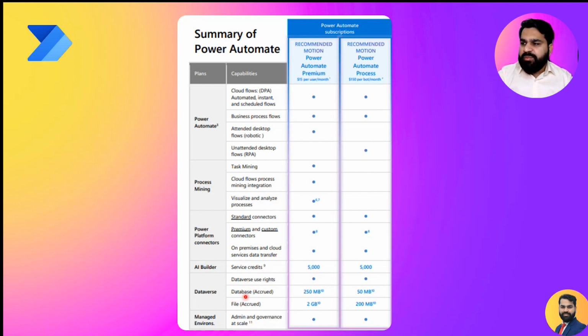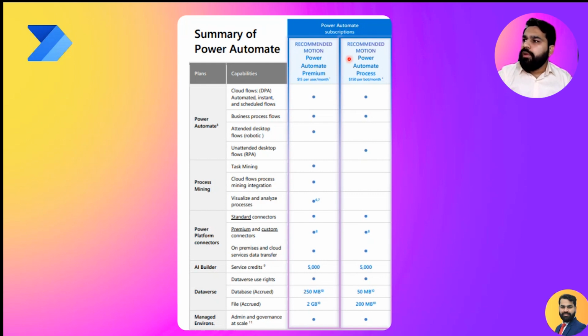The database capacity which will be accrued to the tenant per license will be 250 MB. The file capacity which will be accrued to the tenant per license will be 2 GB. From the managed environment perspective, they will be able to have the administration and governance access. So these users will be able to have that.